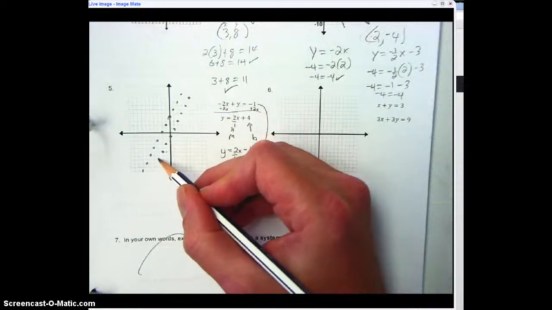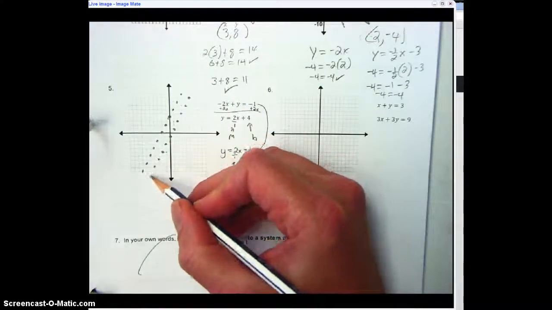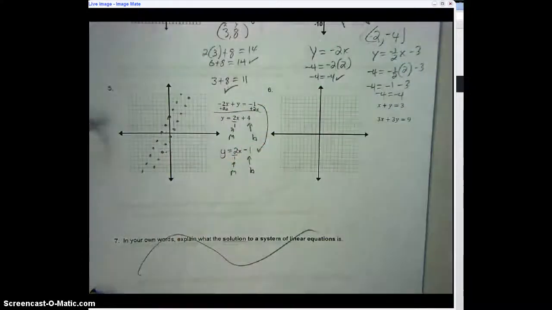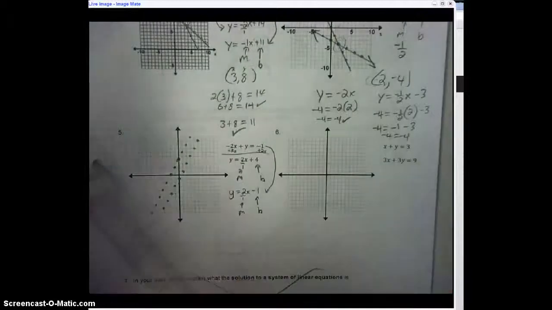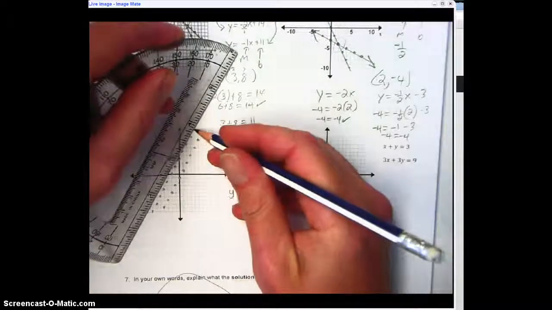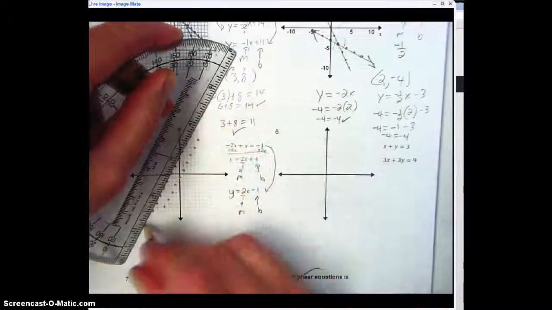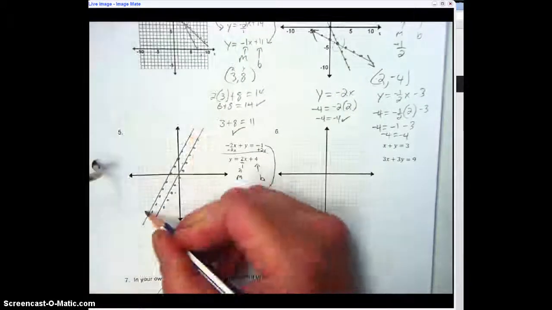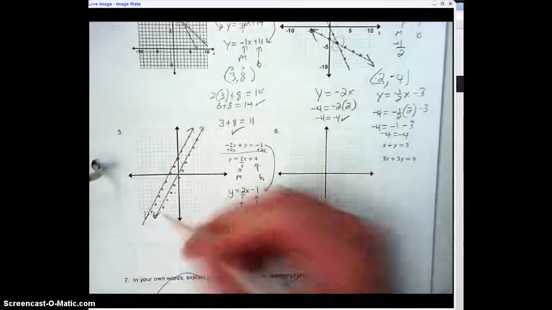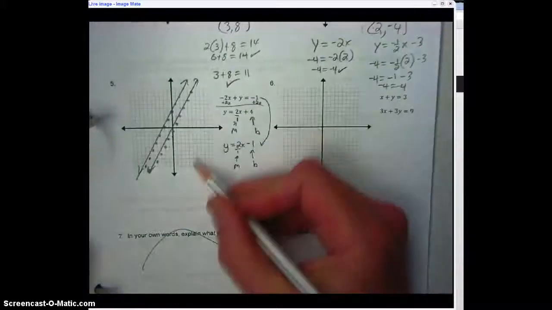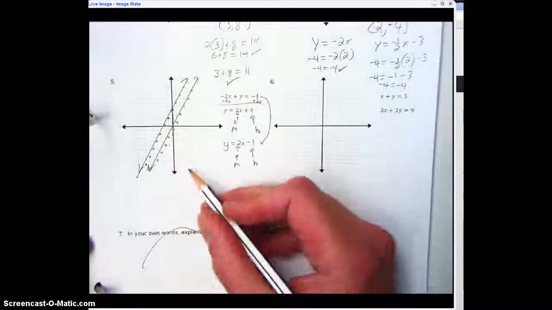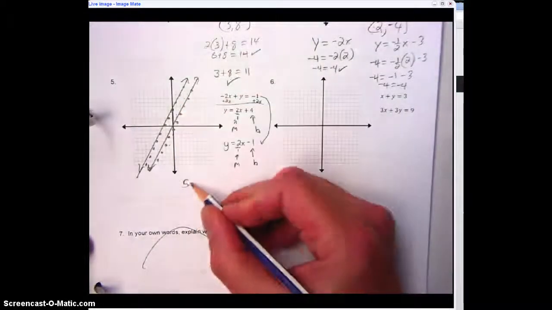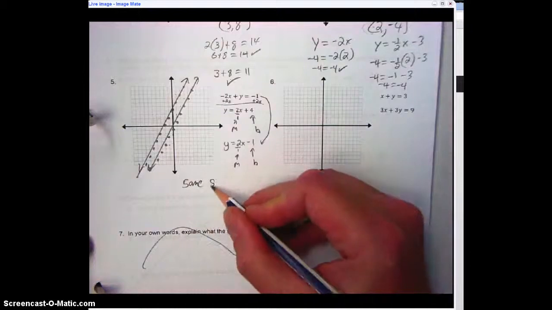So, where then are you going to write an ordered pair like this? Well, if they don't intersect, what do you think the solution is? If you drew these graphs from a Tom and Jerry cartoon, would Tom ever catch Jerry? And the answer is he wouldn't. They would never catch each other because they have the same slope.